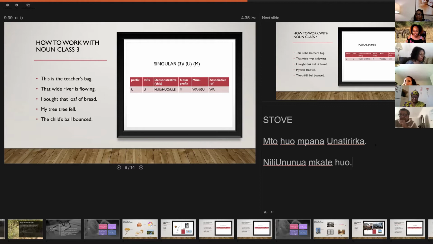Because we don't have a loaf of bread, it's just mkate. Swahili tends to make things simple, it doesn't have a lot of fanciful stuff. We just go straight to the point and say what we're trying to say. Okay. And then my tree fell. So mti wangu umeanguka. Yes, ulianguka, just because we're working with the past tense. Mti wangu ulianguka. Okay. And finally, the child's ball bounced. So we'll say mpira wa mtoto.